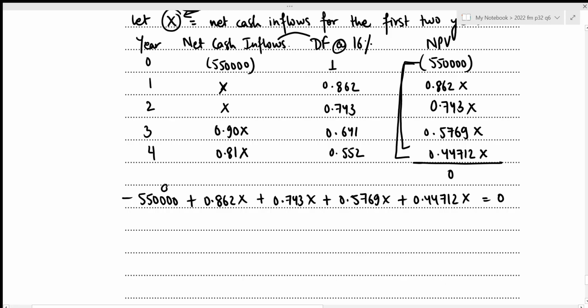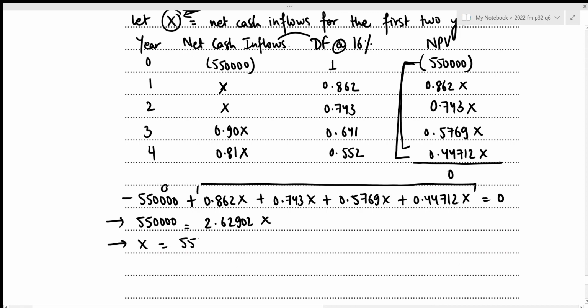So let's bring this to the opposite side. So that will be 550,000 equals to, now let's add up all of these. So that's 0.862 plus 0.743 plus 0.5769 plus 0.44712, which results in 2.62902x. Now we can easily figure out the amount for x. That's going to be 550,000 divided by 2.62902. And this results in the amount of 209,203.4294.